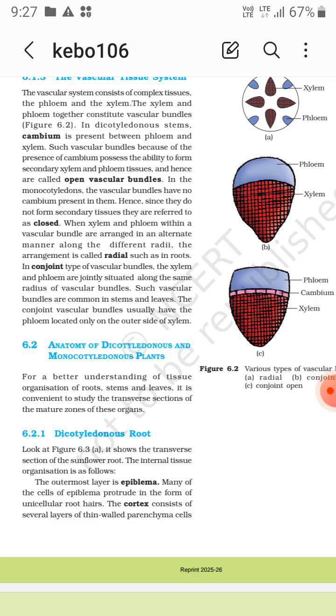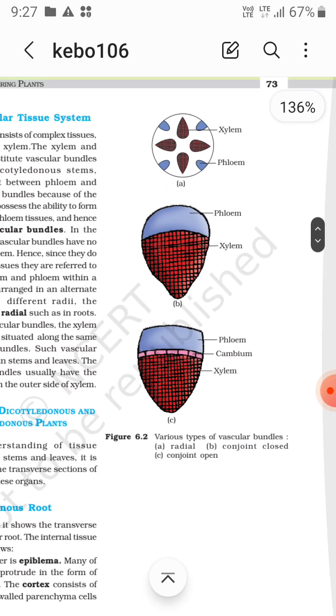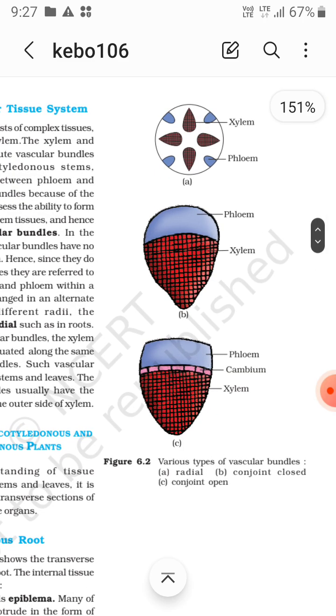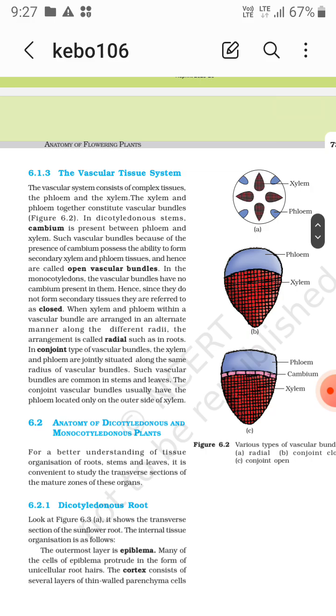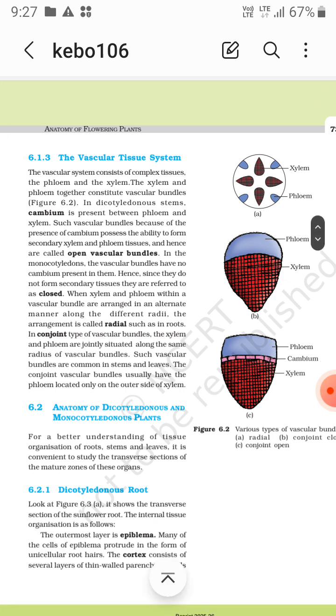When the xylem and phloem within a vascular bundle are arranged in an alternate manner along different radii, the arrangement is called radial, as in the roots. So you can see in the first diagram that the xylem and phloem are arranged on different radii.